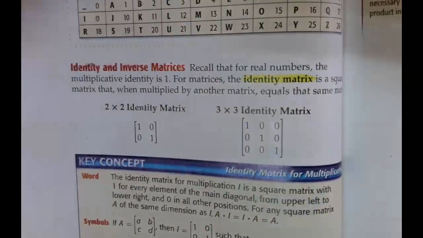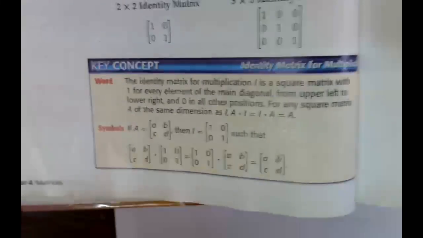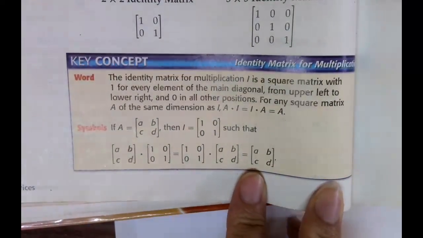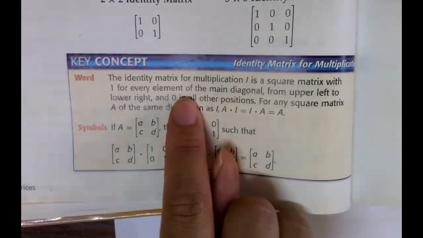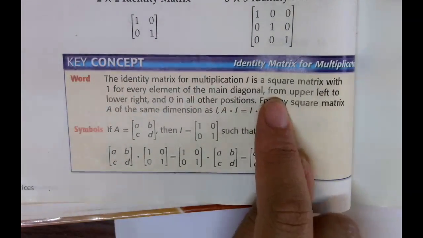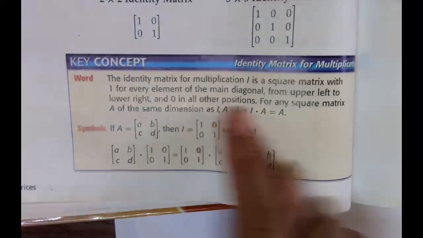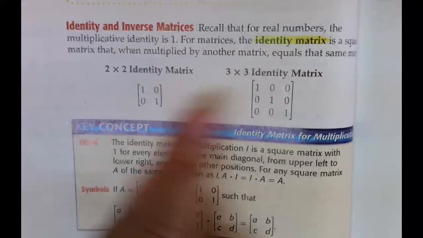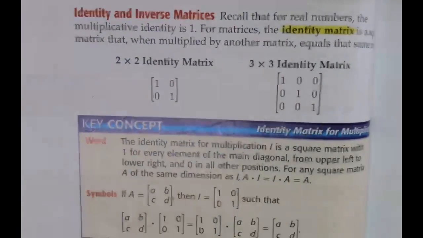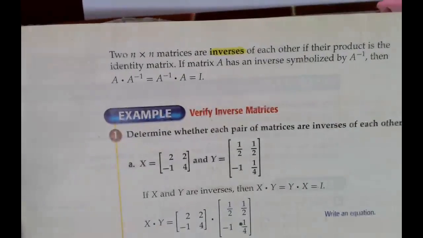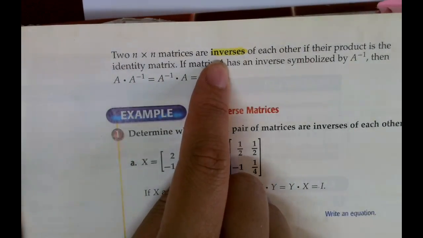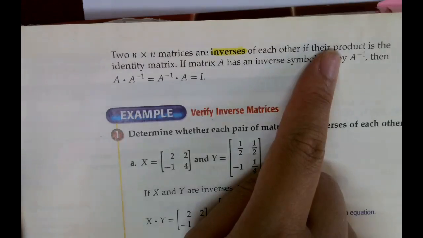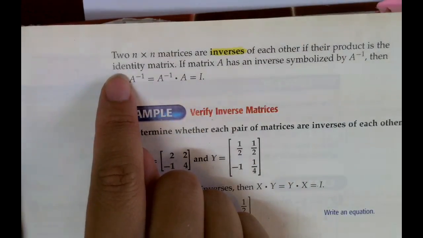The identity matrix for multiplication, signaled by a capital I, is a square matrix with 1 for every element of the main diagonal, starting from the upper left all the way to the lower right, and 0 in all the other positions, which is why you see that here in the 2 by 2 one and the 3 by 3. Okay? So we can know that two square matrices, n by n matrices, are inverses of each other if their product, when we multiply them, results in an identity matrix.